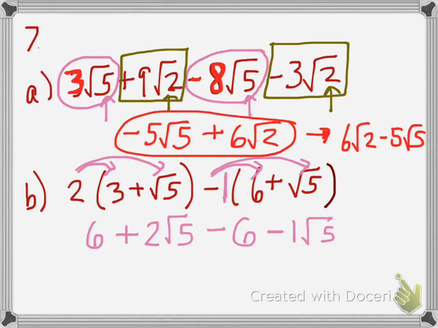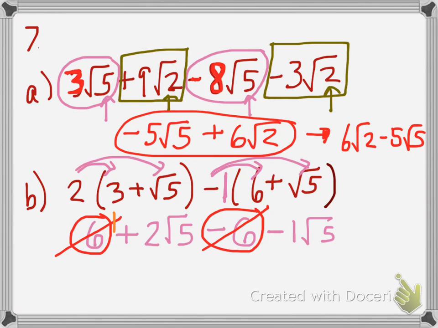Now I have a list of 4 terms. Is there anything I can combine here? Well, the 6's I can combine, positive 6 minus 6, because these are like terms. They're both rational numbers. So 6 minus 6, that actually cancels out. So really, you are left with these last 2 terms.